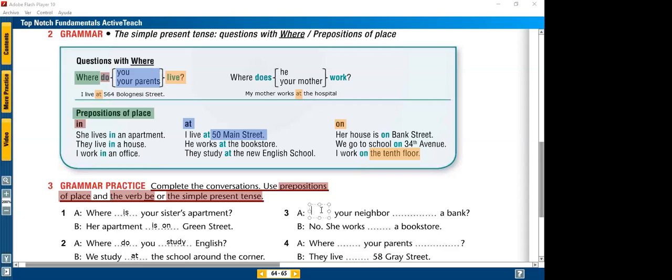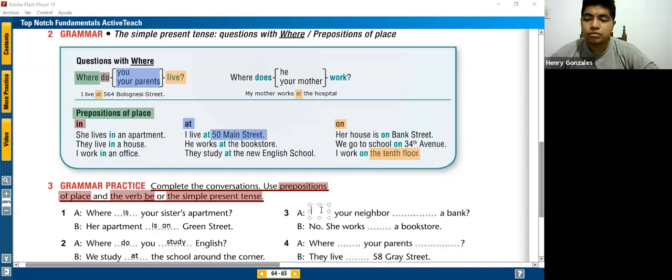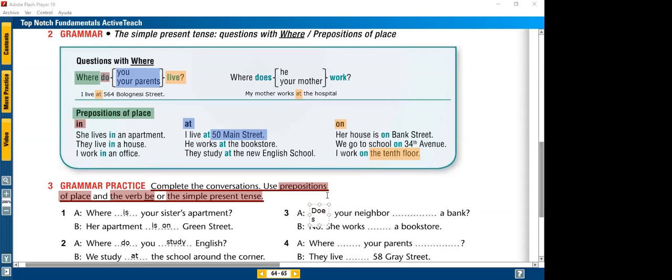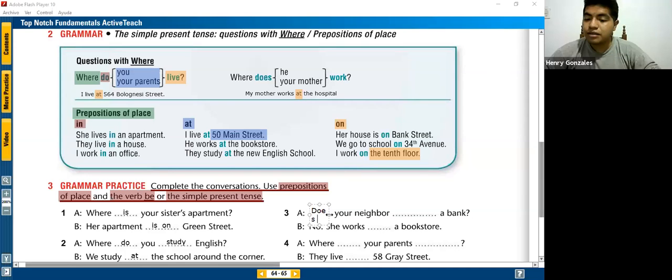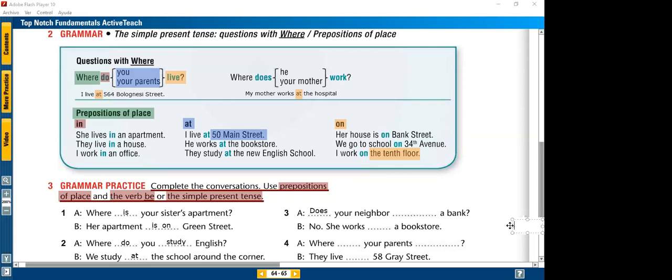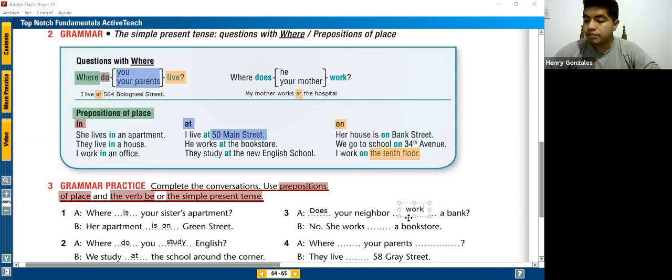On your neighbor? Gabriela, does your neighbor, continue please, work at a bank? Yes. Does your neighbor work at a bank? That's good. Does your neighbor work at a bank? That's for sure. Good.